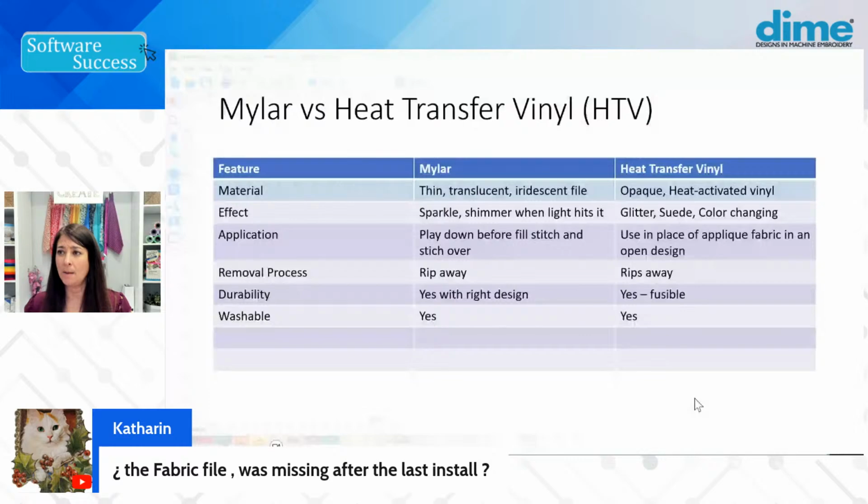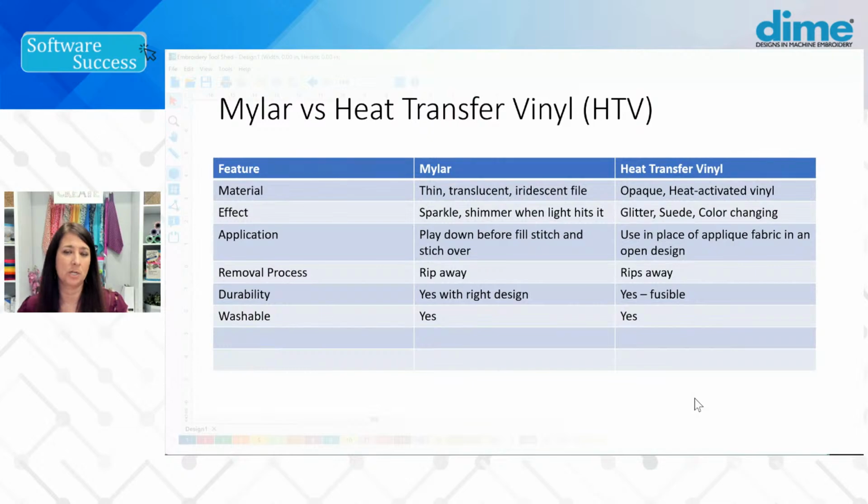Okay, so let's go into the details for our mixed media. Now I'm going to talk about using mylar and HTV, which is short for heat transfer vinyl. These are the two types of material that I'm going to show you how we use in our embroidery. Again, this was a request from a viewer.